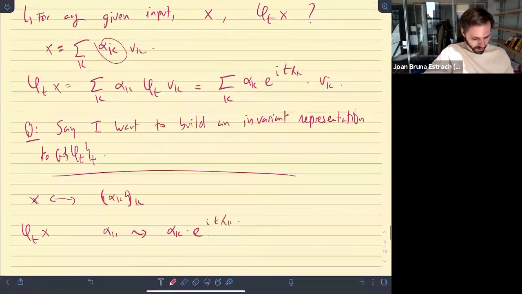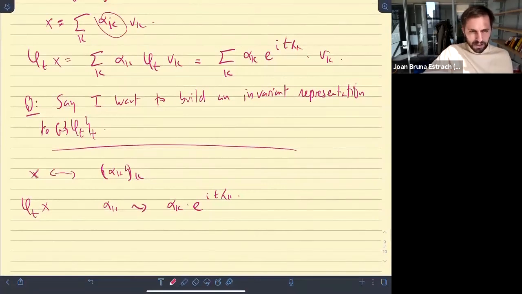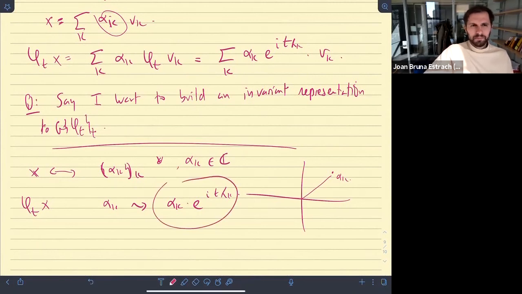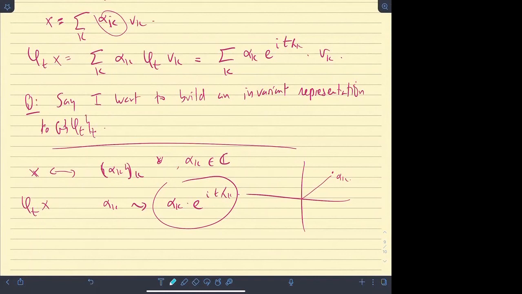This is all in the complex setting. The theory of self-adjoint operators involves complex numbers, so alpha k is complex. If I visualize a complex number as a vector in the plane, what is the effect of the group acting on my coefficient? What happens if I take a complex number and multiply it by an imaginary exponential? You're performing a rotation. Yes. Thank you very much.